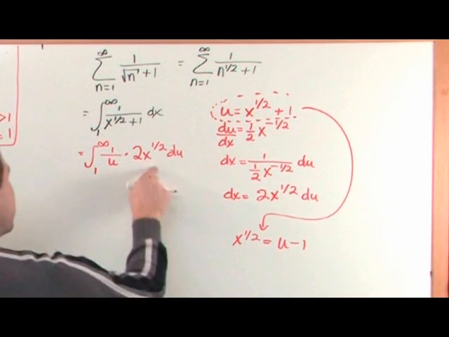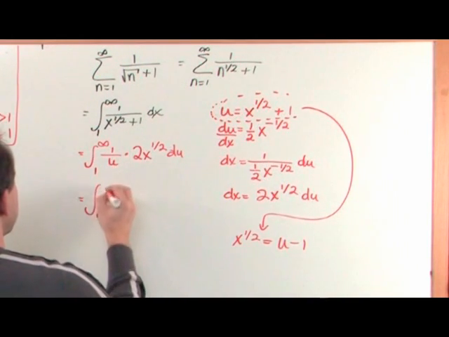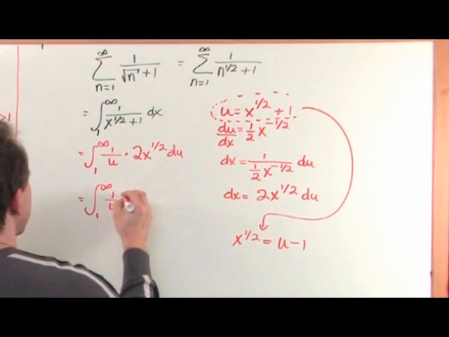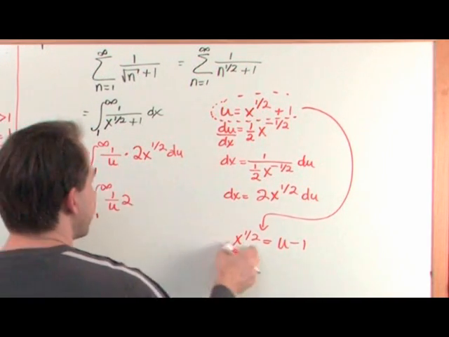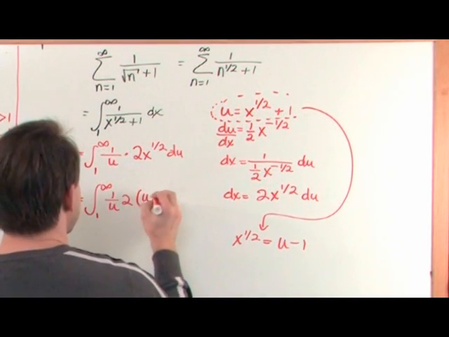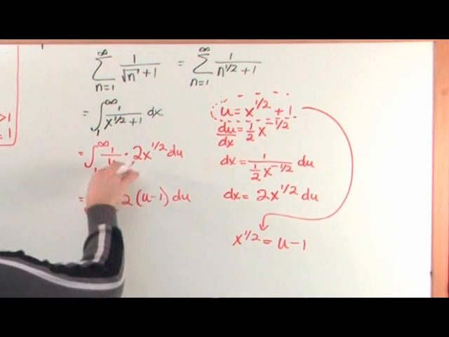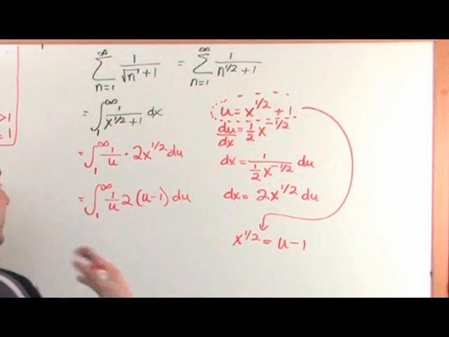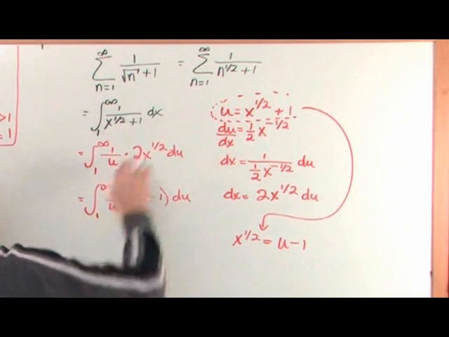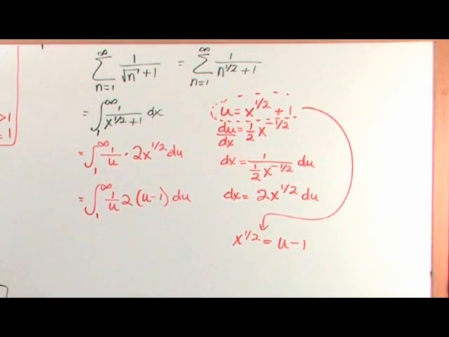So I can take this and plug it in here. That's perfectly legal to do. 1 over u times 2 times x to the 1/2, but I can say that that's u minus 1 du. That's perfectly legal to do. You substitute your u in and you hope everything cancels, but if it doesn't, if you can back substitute in for what you know x is equal to and get everything in terms of u, that's perfectly legal.